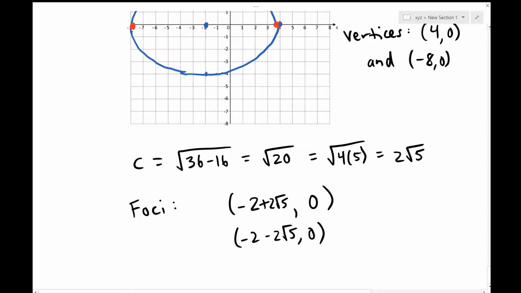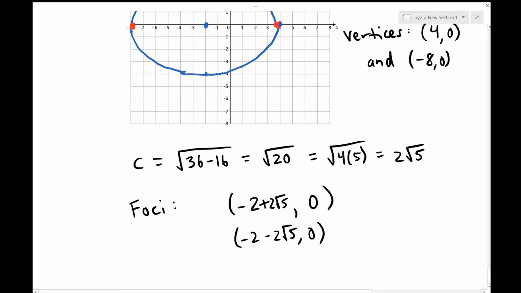Adding the 2√5 is going to take us 2√5 units to the right. Subtracting 2√5 takes us 2√5 units to the left. And so I'm adding and subtracting from the x-coordinate because I want to be going in the x direction. I want to be moving horizontally. I need to be going left and right from the center.